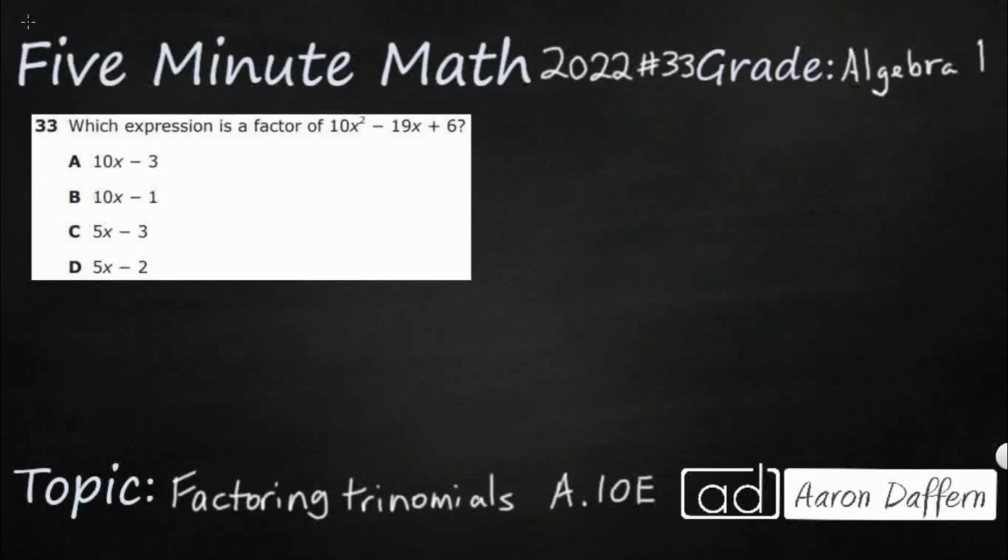Today we are looking at the Algebra 1 concept of factoring trinomials. This is standard A.10E in the great state of Texas, and we are using item number 33 off the 2022 released STAAR test. If you haven't done so already, please go ahead and take a moment to pause the video, work this problem out on your own, unpause it, and we will look at our answers together.